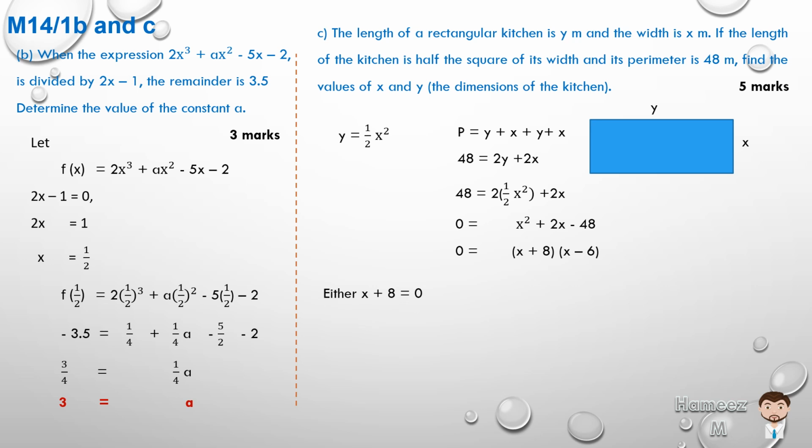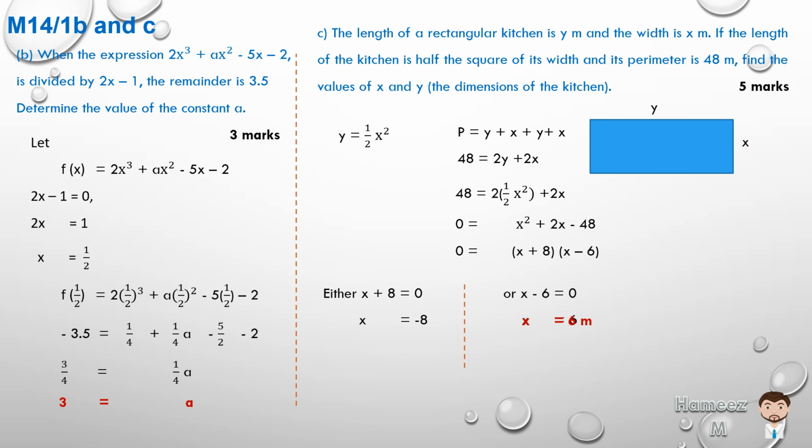Either the first bracket is 0, x plus 8 is equal to 0, so x is equal to minus 8. Or the second bracket is equal to 0. x minus 6 is equal to 0, so x is equal to 6. And if we have two solutions, x in this case must be positive because we can't get a negative length. As such, x is equal to 6.